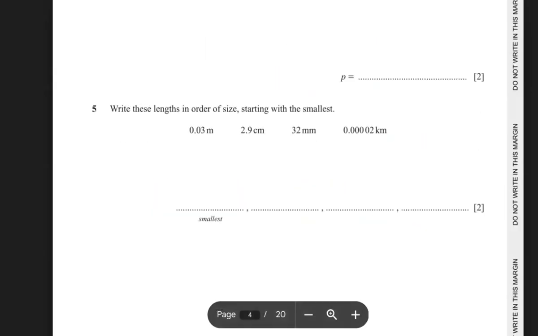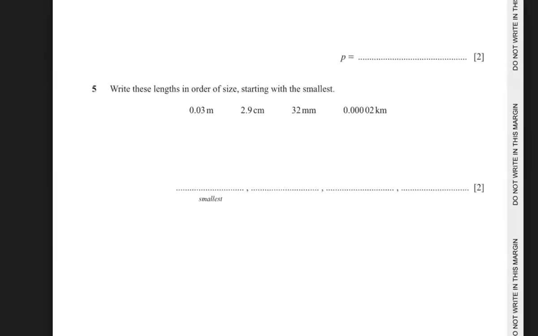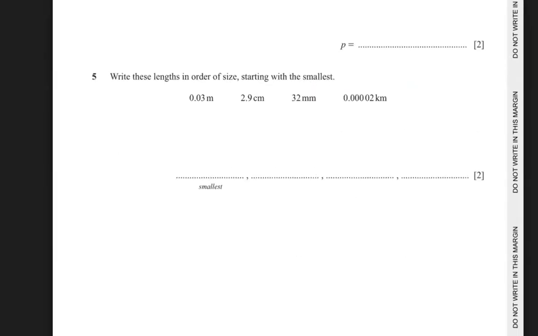You all actually see primary school questions already in the first 5 questions. Questions 1, 2, 3, and 5 are primary school questions, by the way. Write these lengths in order of size, starting with the smallest. This tests your prefixes. And thankfully, they only test you on the easy prefixes, right? They don't test you on micro, milli, giga, all that stuff.